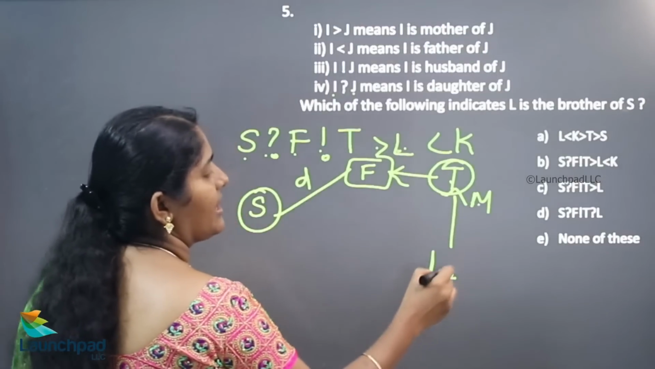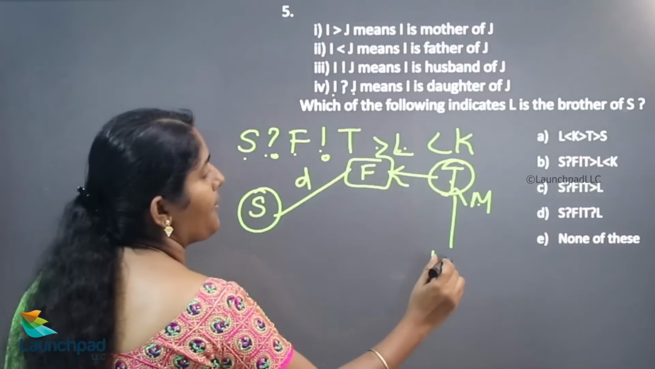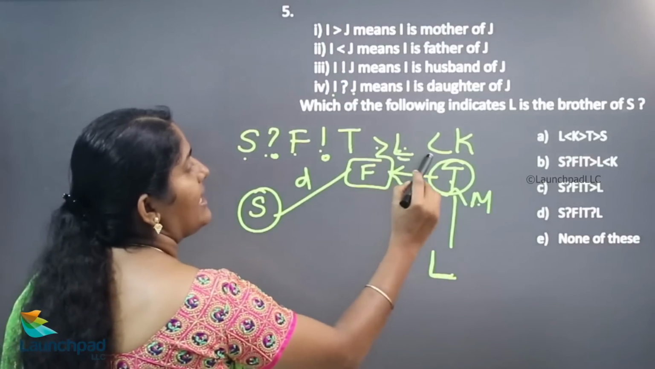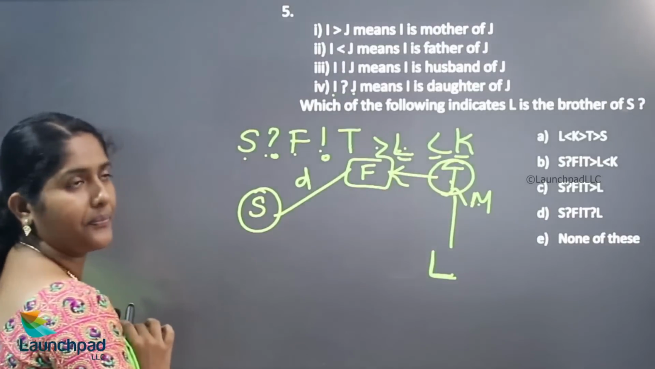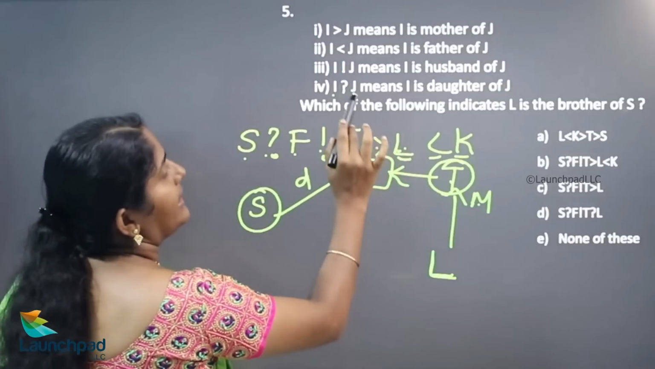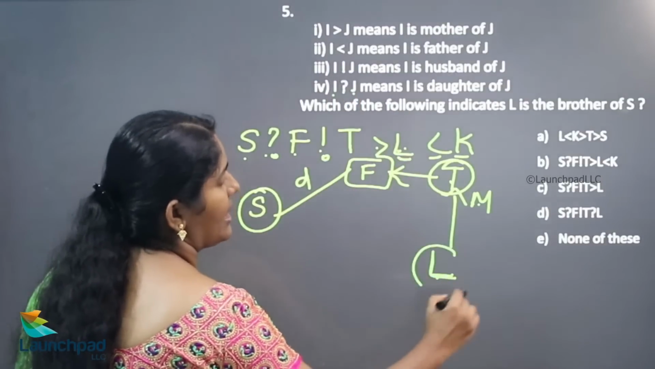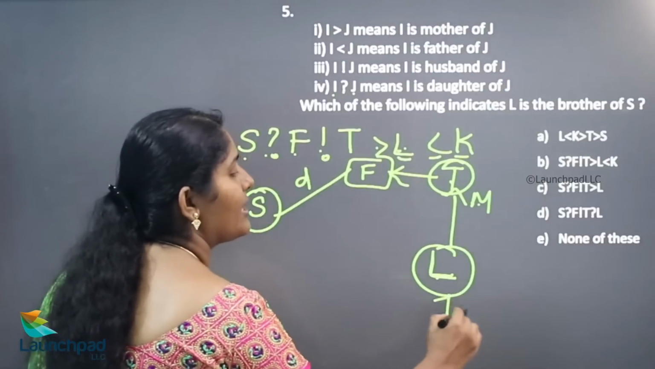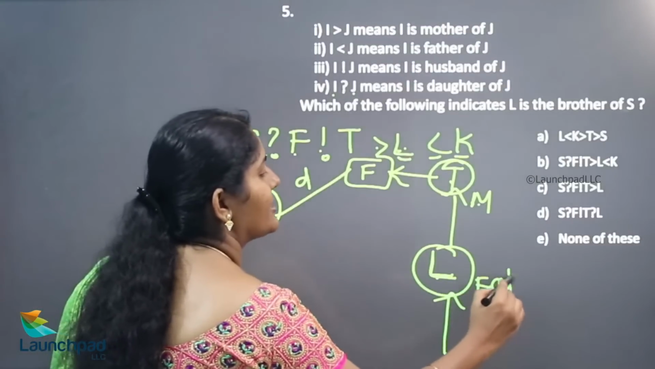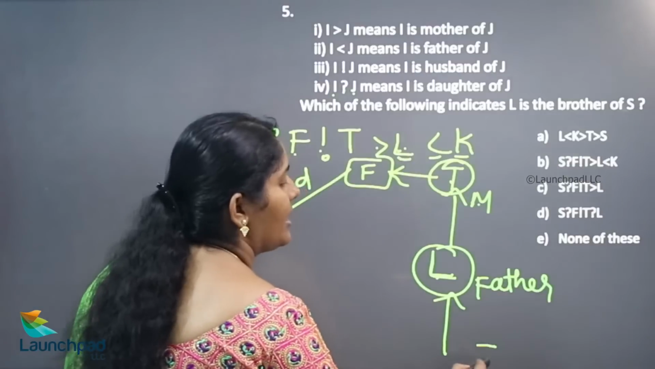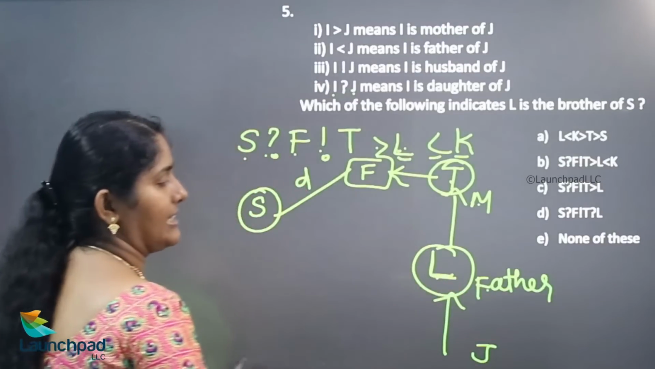T is the mother of L. Now, L < K. So, L is the father of J. Yes, right. L is the father of J. Hence, L is the male candidate.